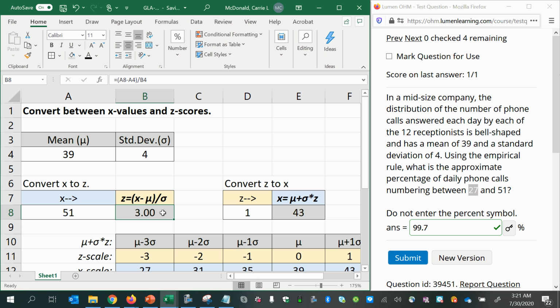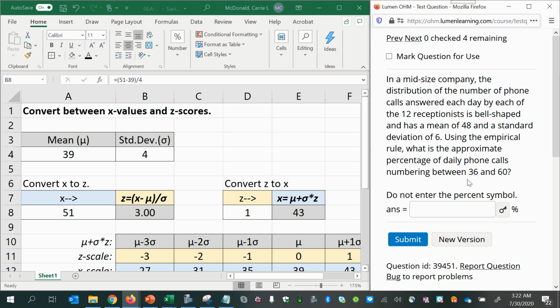Okay, but if I needed to do this without having a calculator already pre-built, I would just do parentheses 51 minus the mean of 39 quantity divided by the standard deviation of 4. And then I would know, oh, it's a z-score of 3, so it has to be the 99.7%.